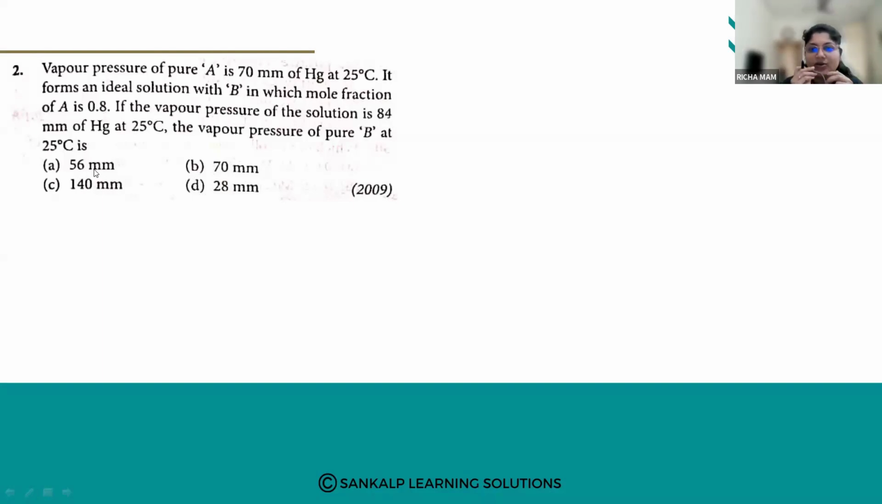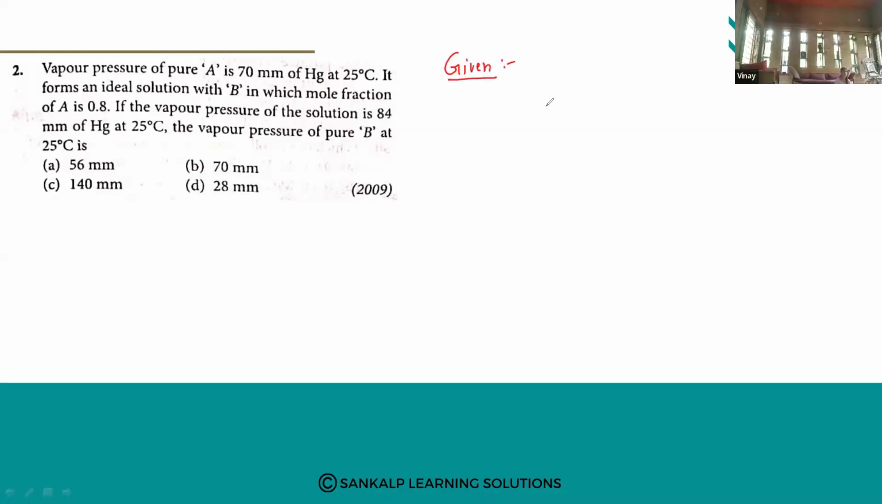So we will understand the question. I'll read out the options first. A, 56 mm; B, 70 mm; C, 140 mm; and D, 28 mm. So this was a question asked in the 2009 paper. Now here, what all is given? First, the important thing you have to do is note down what all things are given.